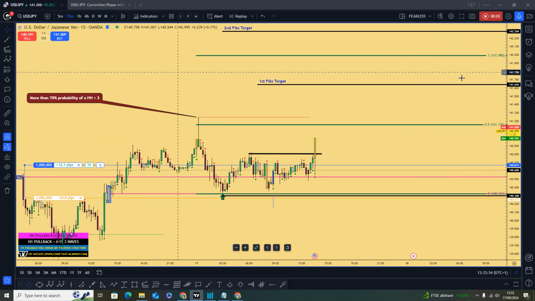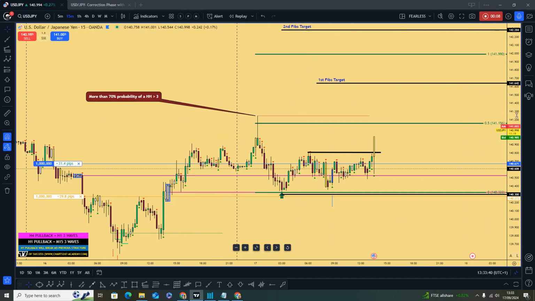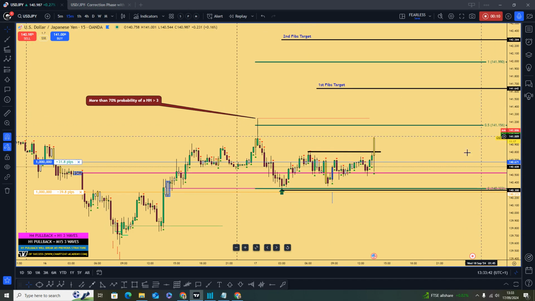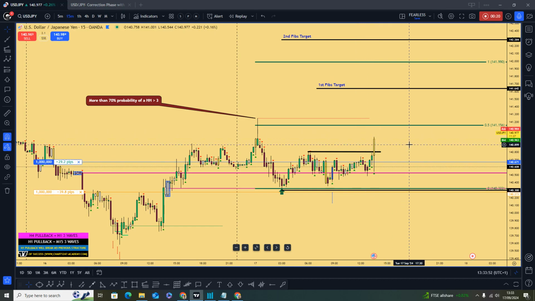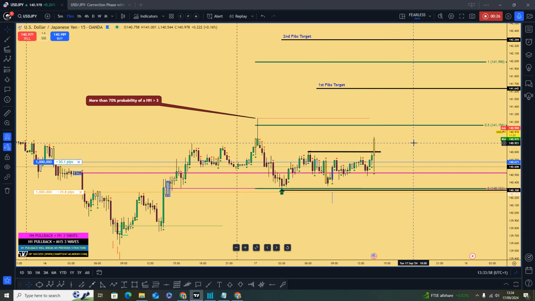Hey guys, this is the US dollar Japanese yen trade execution that I posted this morning. Okay, so we had the buy trade. I actually took the buy this morning here. Okay, the news has just been released, the retail sales news that I was mentioning this morning.